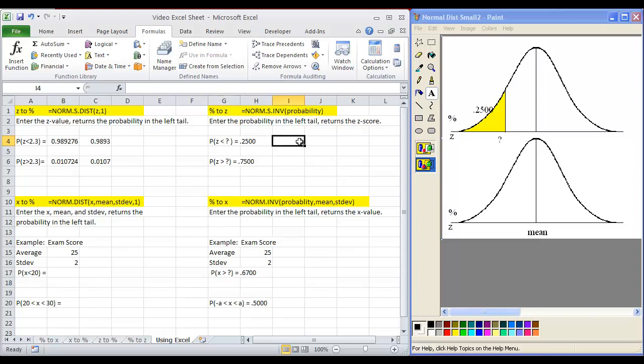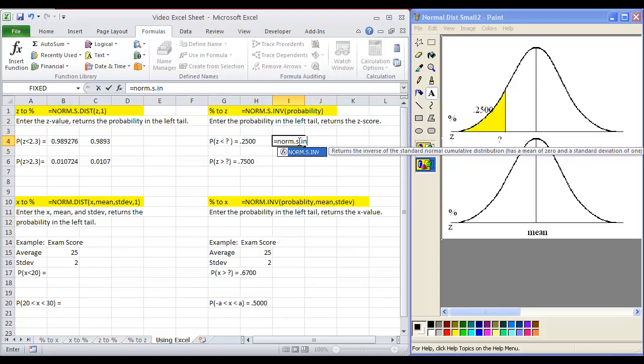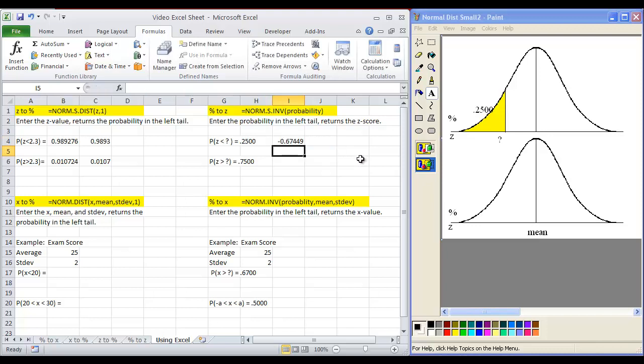So to get that, we're going to use equals Norm.S.Inv. We're going to enter our probability as 0.2500. You could have put 25 with the percent key as well. It's going to come back with negative 0.67. So when we looked it up, we just found that that value was negative 0.67.